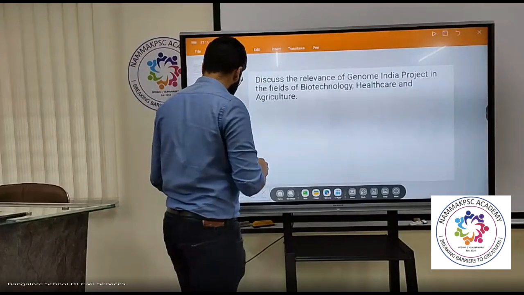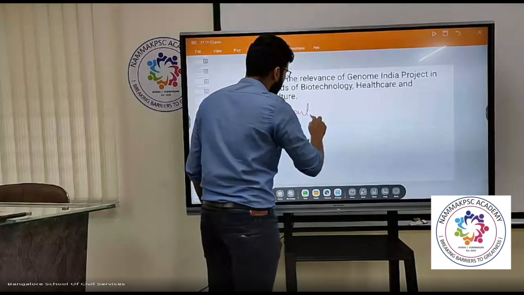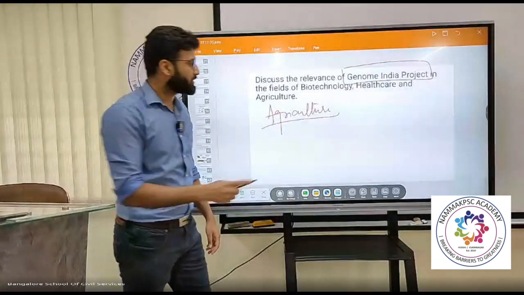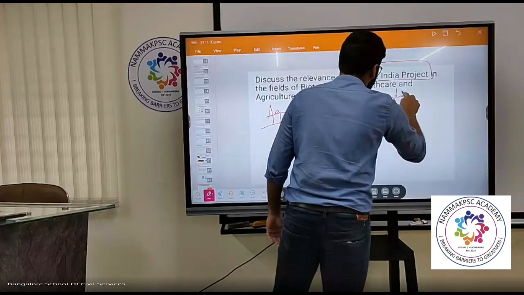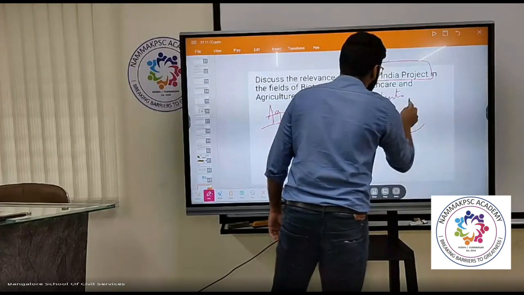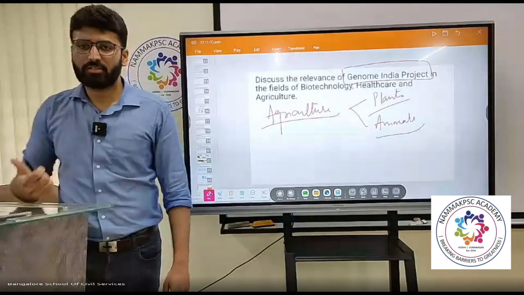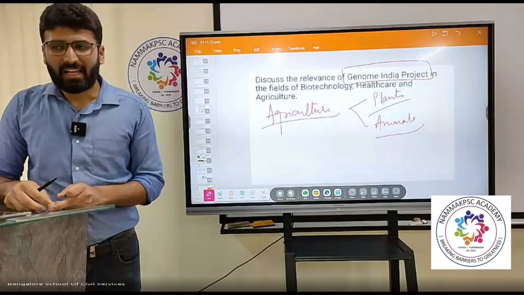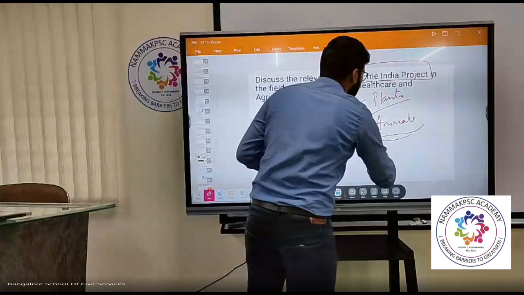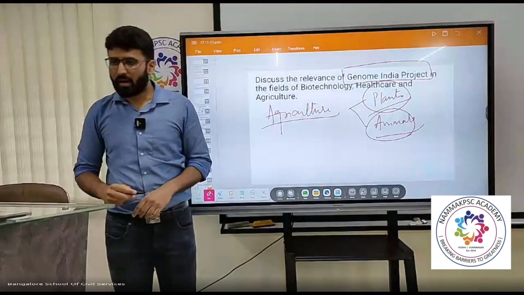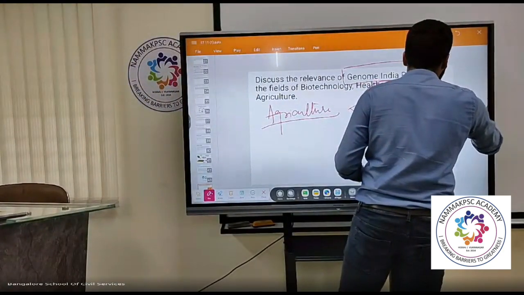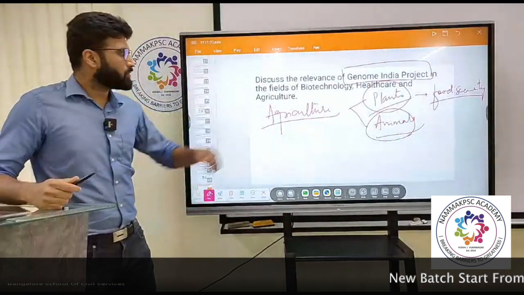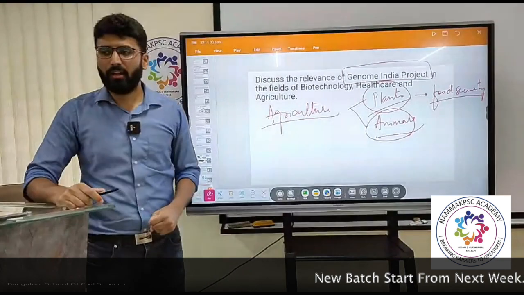Finally, we have agriculture. This Genome India Project can also be extended or scaled to plants and animals, where we are able to sequence plant and animal genomes in order to understand what makes them resistant to certain pests or droughts, or increases yield and productivity. This will help us in animal husbandry and also increase the income of farmers while ensuring food security. So the Genome India Project, which is focusing on humans, can also be extended to plants and animals.